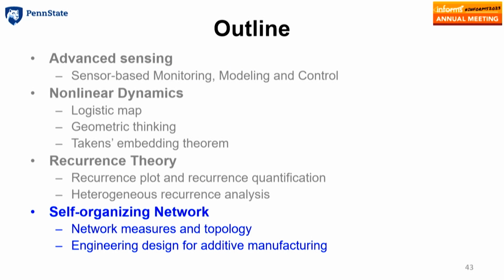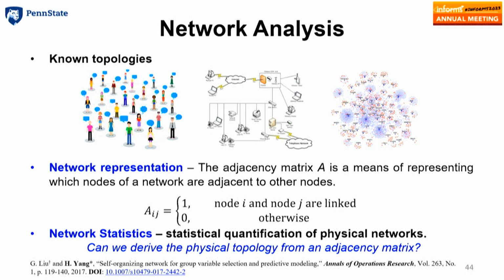Now, so far we finished the nonlinear dynamics, a brief introduction of nonlinear dynamics, and why we need to look at the state space trajectory and also the geometry of the state space trajectory. Recurrence is one way to look at the trajectory and the geometry topology in the state space. There's another way called a self-organizing network, and let's get into a new concept, self-organizing network.